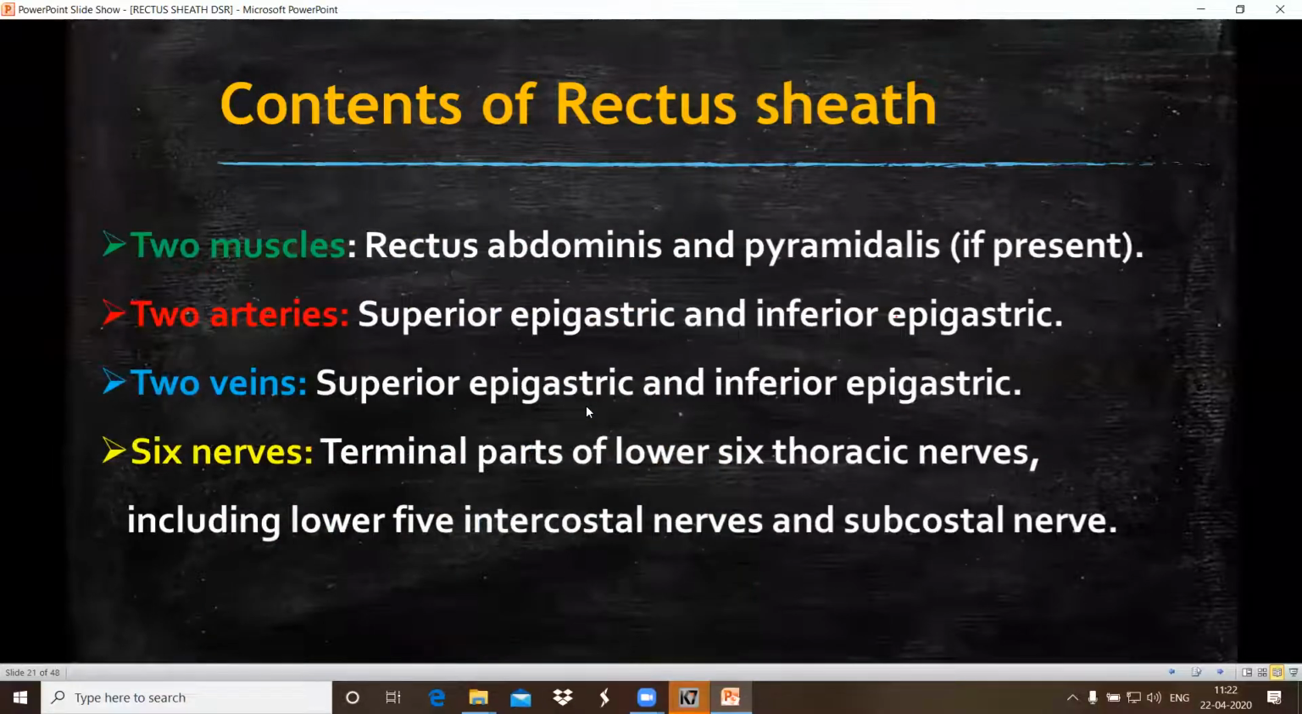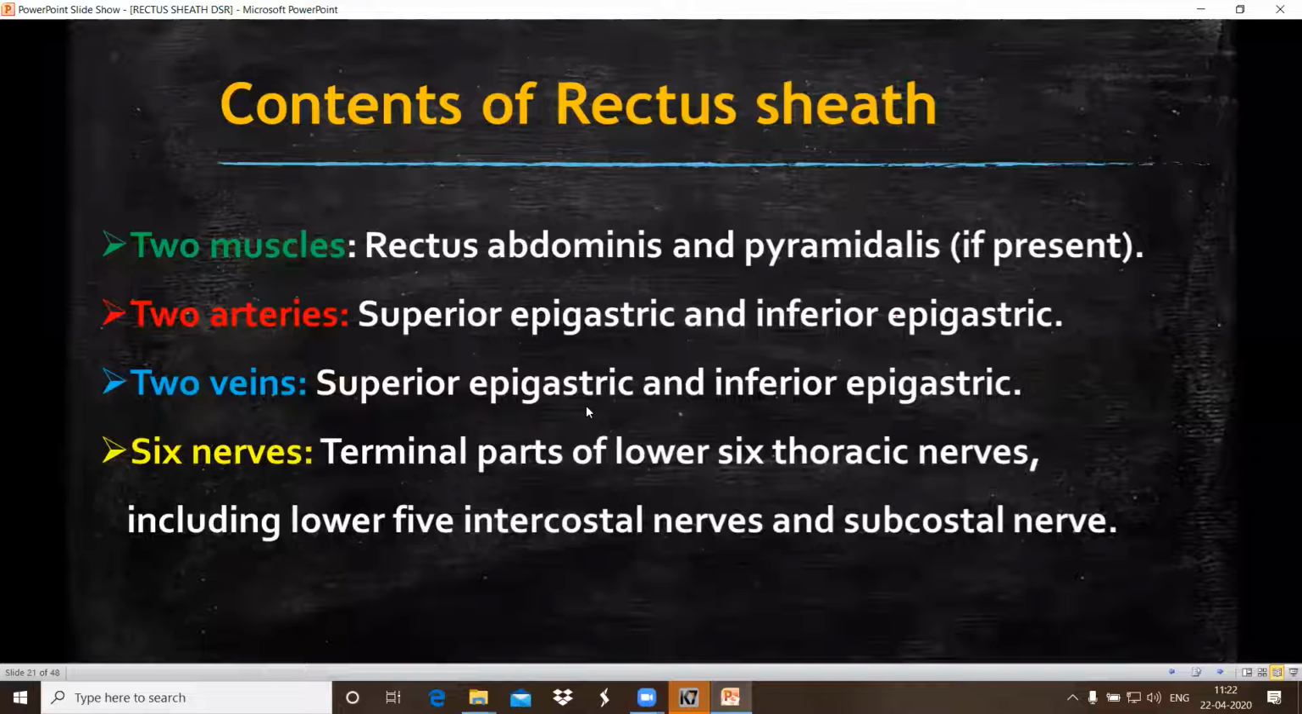So till now we have dealt with the introduction of the rectus sheath, what its definition is, and how it is formed. Next are the boundaries: anterior wall, how it is formed, posterior wall, medial wall, and lateral wall. Next we'll move to the contents of the rectus sheath.